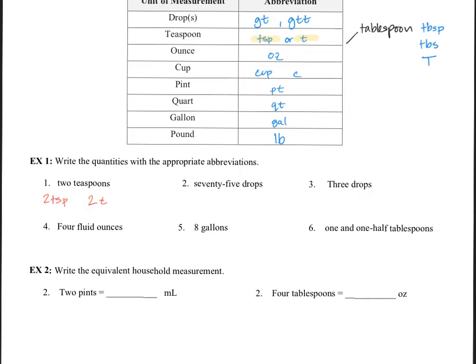All right, so going along with this, 75 drops. So drops, okay, there are different options. 75 GT, or there's 75 GTT. For 3 drops, there is, let's see, 3 GT or 3 GTT.